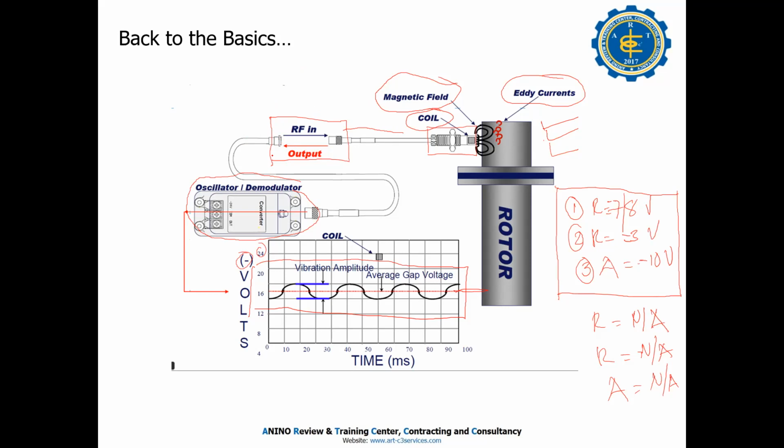The question is, what probe has no sine wave? So the answer is the axial proximity probe. And the voltage gap is negative 10 volts.